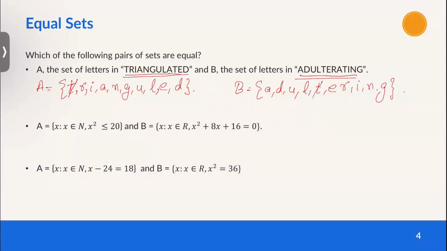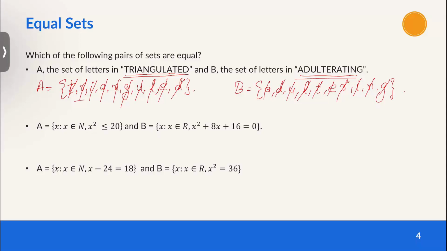So T is here, E is here, R is here, I, A, N, G, U, L, E, D.